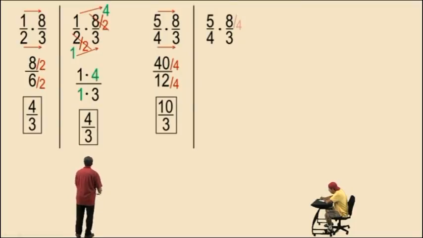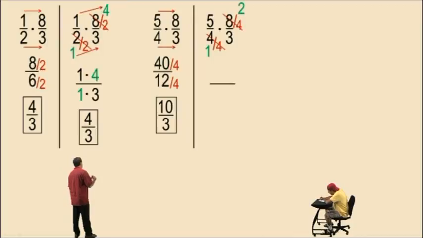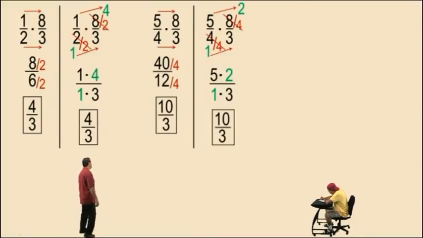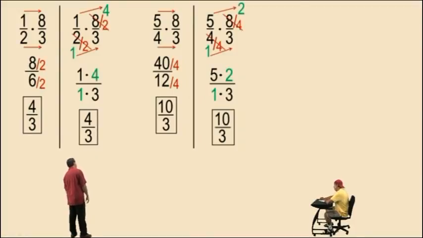Both the 8 and the 4 have a common factor of 4, so let's divide that out. 8 divided by 4 is 2, 4 divided by 4 is 1, and we have in our numerator 5 times 2, and our denominator is 1 times 3. And that gives us the answer of 10 thirds. All right, let's do another one.